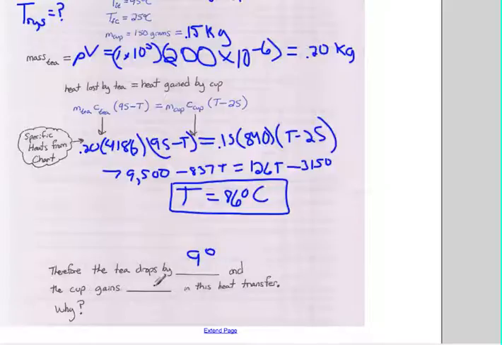The cup gains a lot though, right? If they're both at 86 degrees, how would you figure out how much the cup gained? Well, you could go 86 minus 25, and you'd get 61. So the cup gains a lot more. So my question is, why is that?